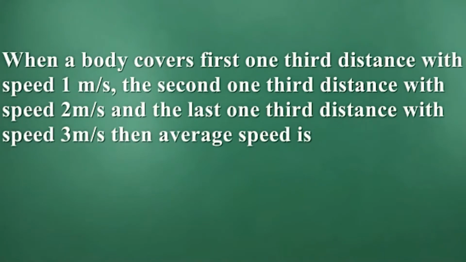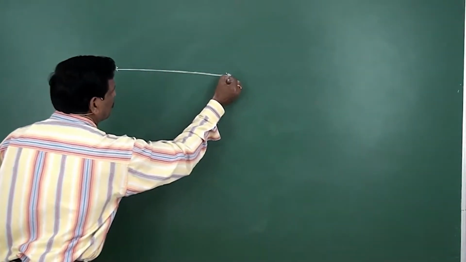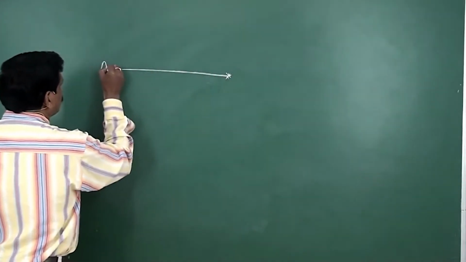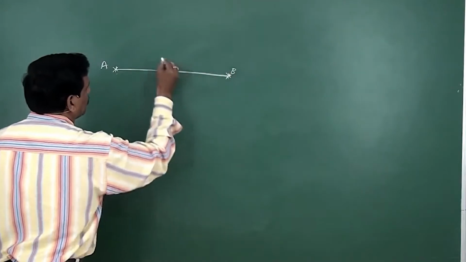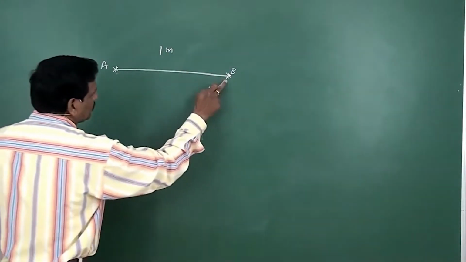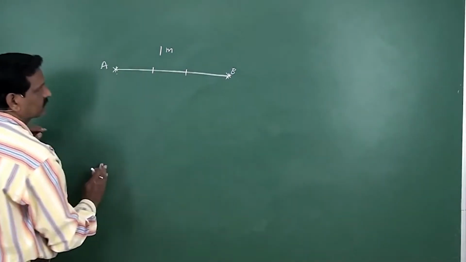So here the body covers the first 1/3, second 1/3, next 1/3. So the total distance is divided into 3 equal parts. This is the total distance, and the total distance can be assumed to be 1 meter. This total distance is divided into 3 equal parts like this.